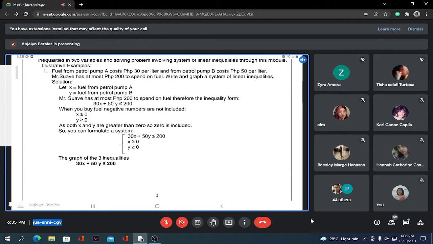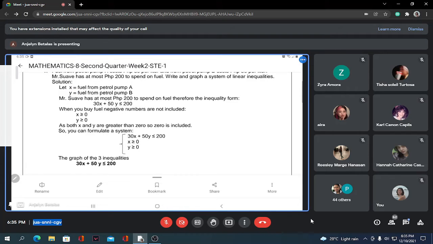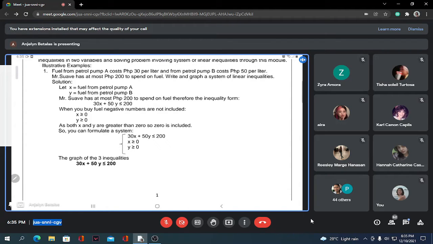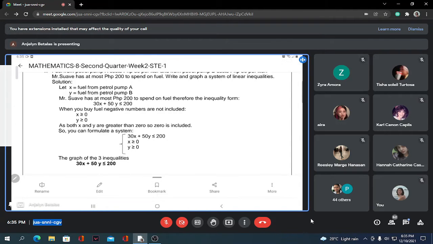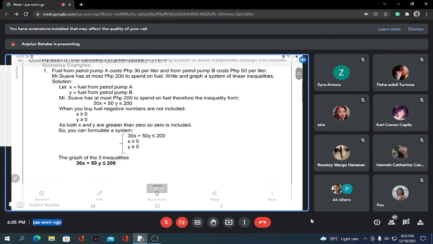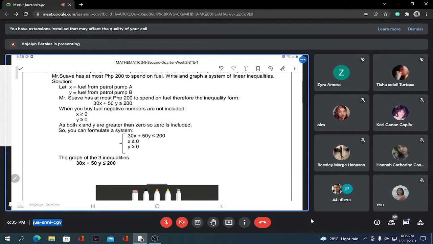So here are our unknowns. X, we don't know yet how much fuel you will get. So X is the fuel from petrol pump A, or the amount of fuel. Y is the fuel from petrol pump B. So from these unknowns, class, you can get an inequality.